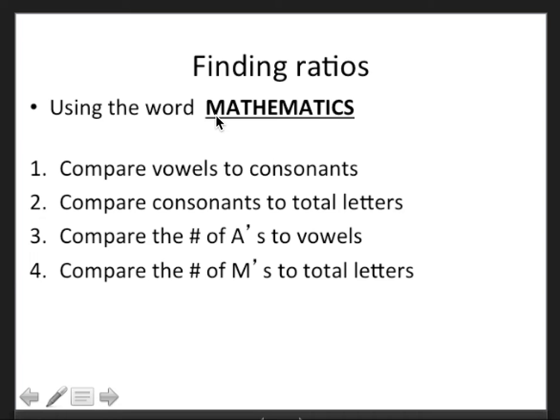So you have M is 1, T is 2, H is 3, M is 4, T is 5, C is 6, and S is 7. So your ratio there for vowels to consonants would be 4 vowels to 7 consonants. I want you to go ahead and pause the video and do numbers 2, 3, and 4 with your partner. Hit play once you have written those ratios.